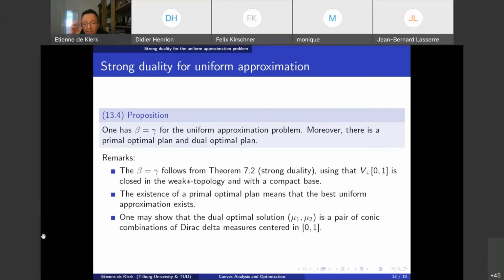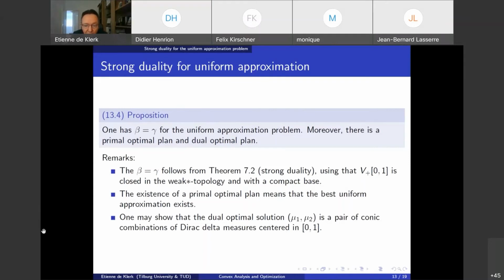And the interesting thing is one can also show that the optimal dual solution, which consists of these two non-negative measures, mu1 and mu2, are atomic measures. So they are conic combinations of Dirac delta measures centered in [0, 1]. So the optimal solution is actually interesting: these measures are atomic at the optimum.